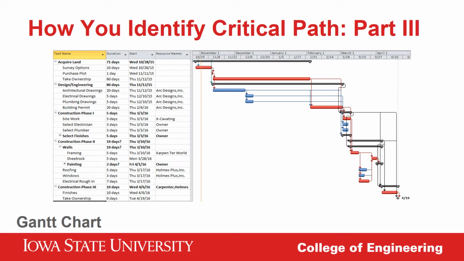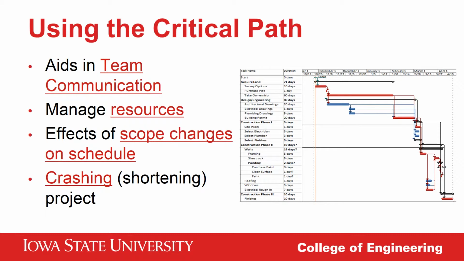Now that we've covered some ways to identify the critical path of a project, what can you do with that information? Well, Greg, the information you gain from identifying and conceptualizing the critical paths can be very useful in project management. A Gantt chart or other visual representation of project tasks is great for team communication.